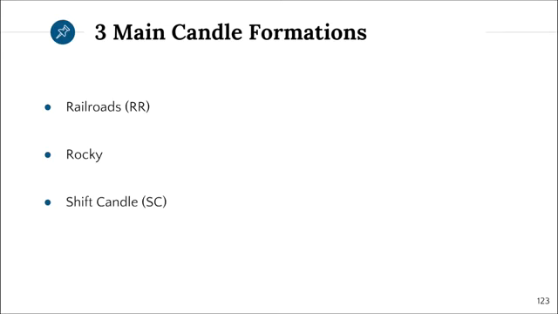So let's start with railroads. We're going to break each one of these down piece by piece. I'm going to show you a lot of examples, and by the end of this chapter, you're going to be able to identify these railroads, Rockies, and shift candles in the proper areas where we're looking to trade, to confirm or deny entry of a trade.